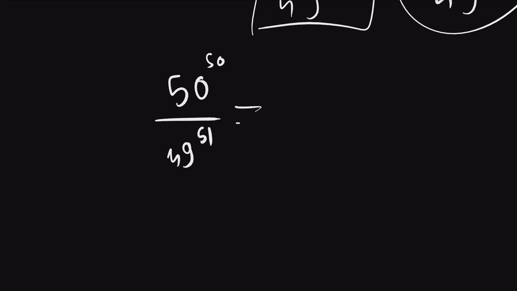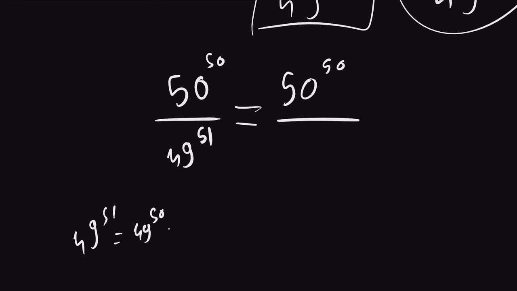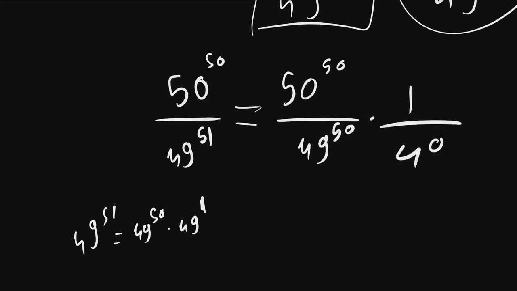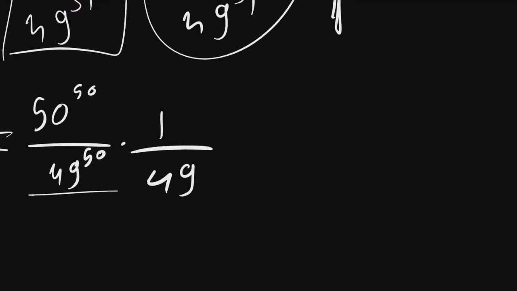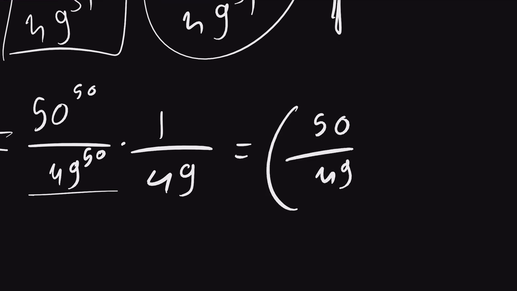I can rewrite this as 50 to the power of 50 divided by 49 to the 51. That is just equal to 49 to the 50 times 49 to the 1. This is from properties of exponents. So I can write this as 50 to the power 50 divided by 49 to the power 50 times 1 over 49. Now, the left-hand side here, I can take out the exponent. So I would have 50 divided by 49 to the power of 50 times 1 over 49.